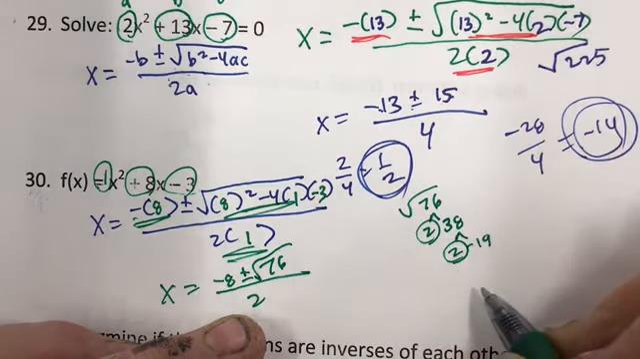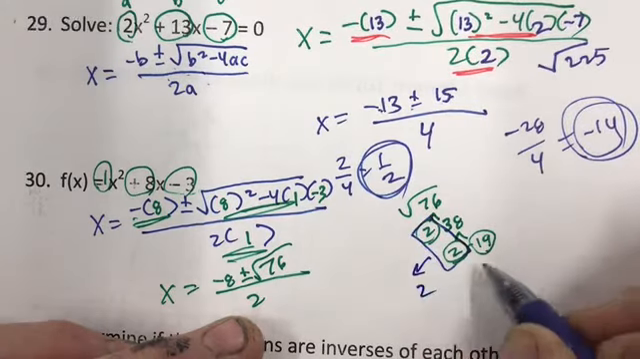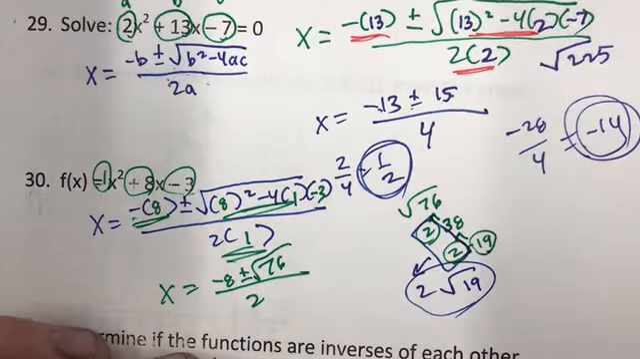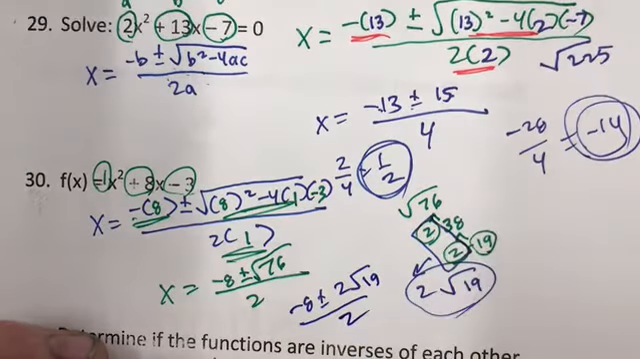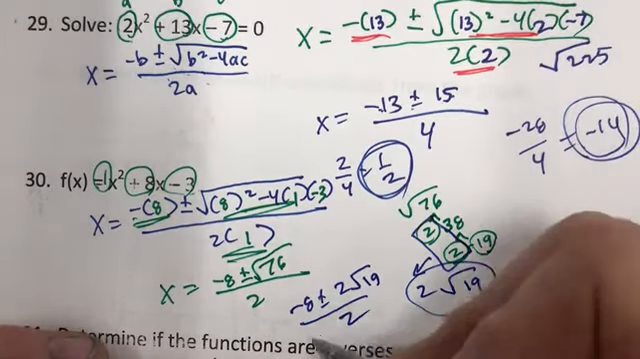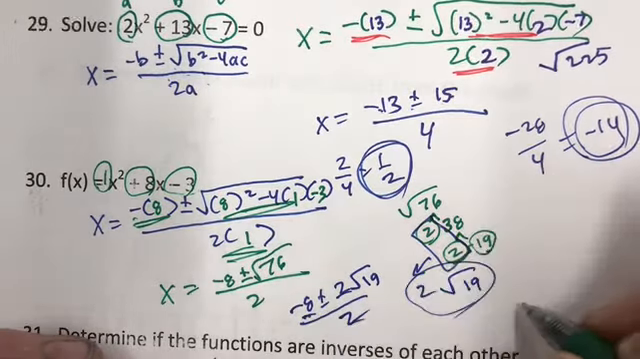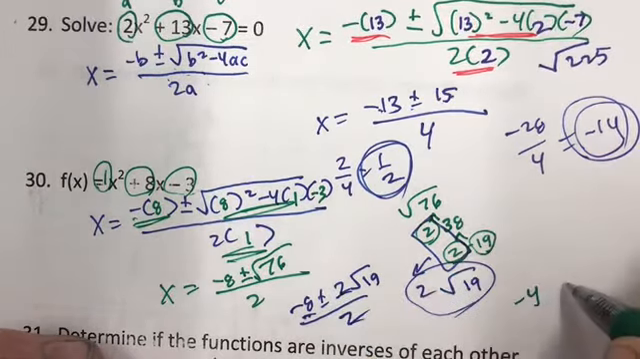So 19. So what I have here is I got a pair of 2's that sends a 2 out of the radical, and this 19 is stuck in the radical. So this is going to be -8 plus or minus 2 radical 19 over 2. And then all 3 of these divide by 2, so I can divide them down. So -8 divided by 2 is -4. 2 divided by 2 would be a 1. Radical 19. 2 divided by 2 would be a 1, so I don't even have to have the bottom. And there's my answer right there.